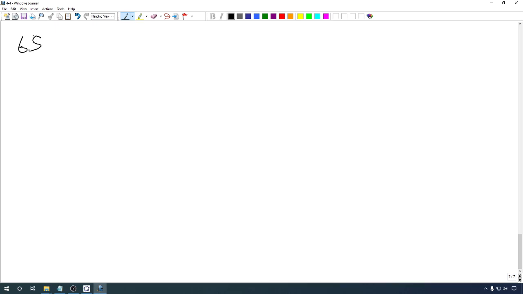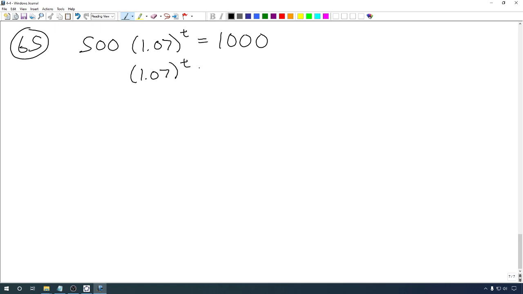So look at problem 65. This is going to look pretty similar to the one we just had, though there'll be a little bit of a difference. We have 500 times 1.07 to the t power is equal to 1,000. We can go ahead and solve for our exponential and get that 1.07 to the t power is equal to 2.